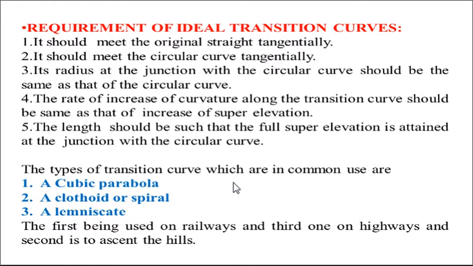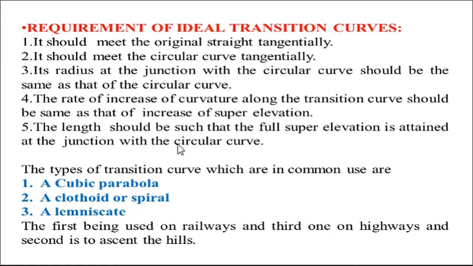Requirement of ideal transition curve. By providing the transition curve, it should meet the original straight tangentially. As we know, whatever the first tangent and the second tangent to the curve are, they are tangent at point T1 and at point T2 to the curve. So by providing the transition curve, whatever the originality is there, it should be properly maintained.